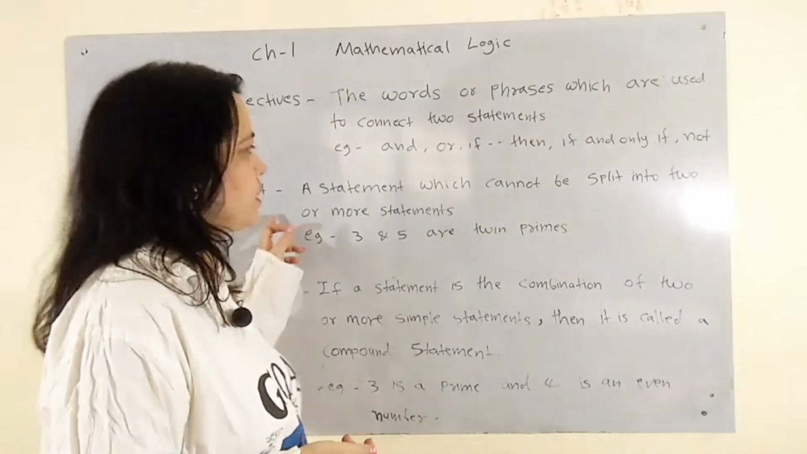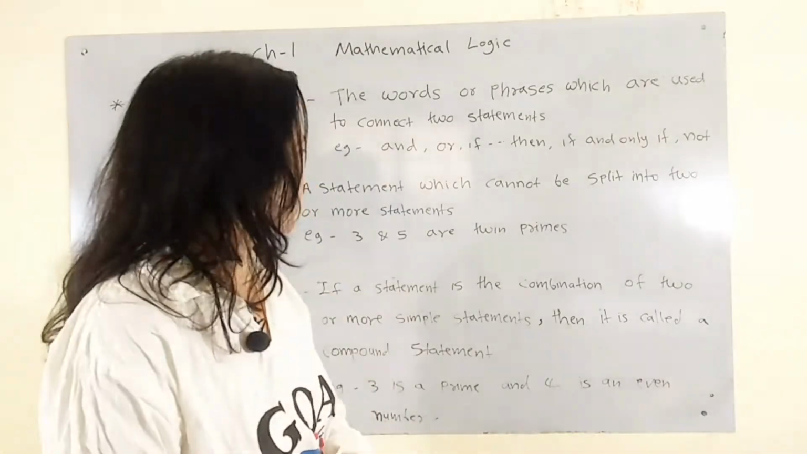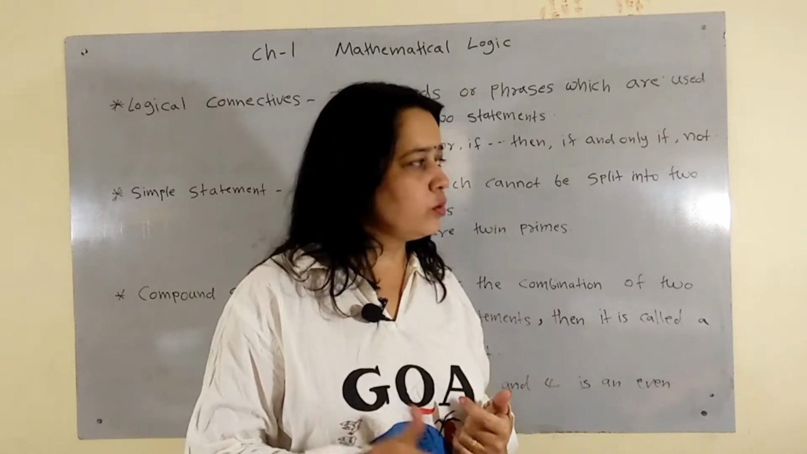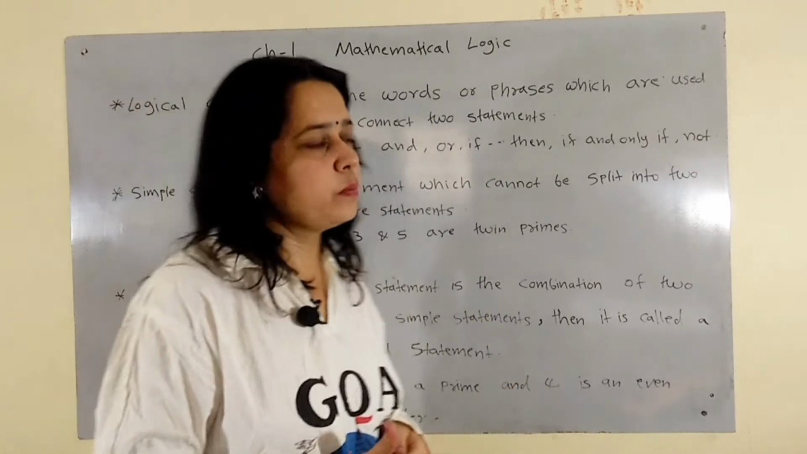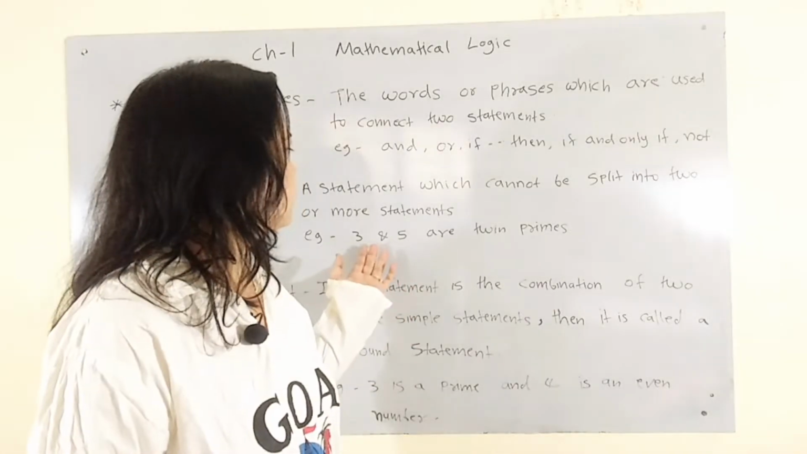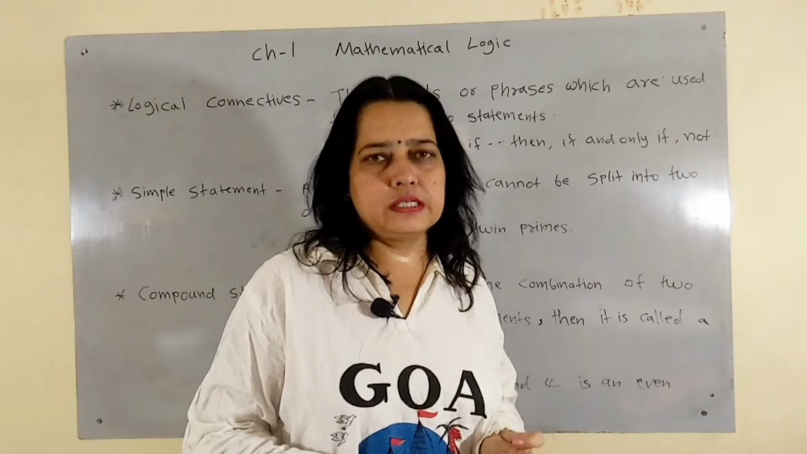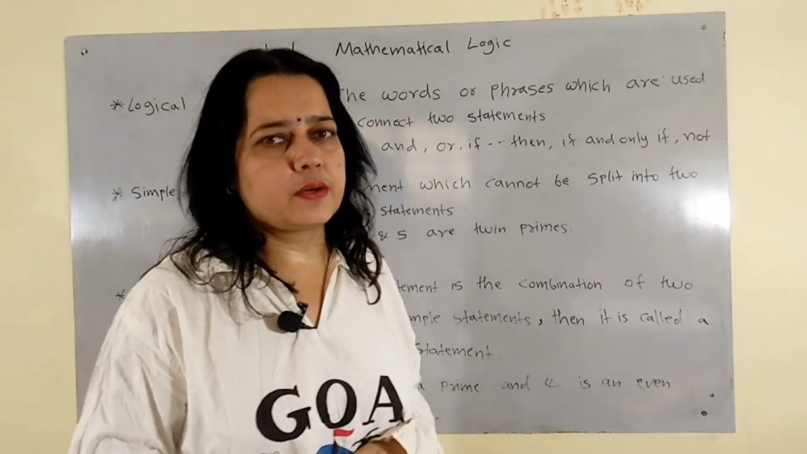Next, simple statement. What is meant by simple statement? A statement which cannot be split into two or more statements is known as simple statement. For example, 3 and 5 are twin primes. For example, today is sunny day. So these are simple statements.